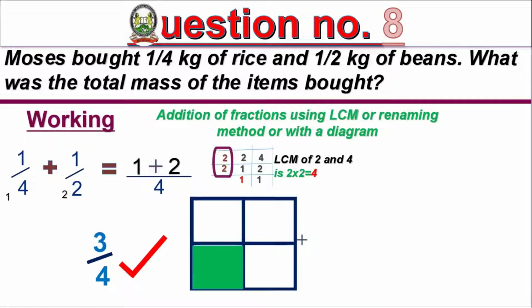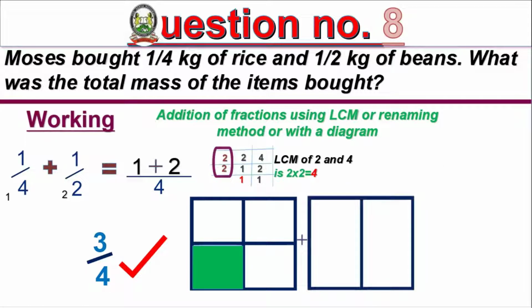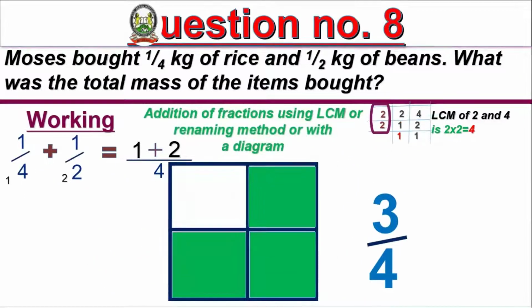Then you add another one here of the same size, but this time you just shade half. So it is divided by 2, then you shade half. After shading half, now put them together. Just move them slowly. So you'll see they form 3 equal parts. This one moves like this and it becomes 3/4 kilograms. So the correct answer is 3/4.